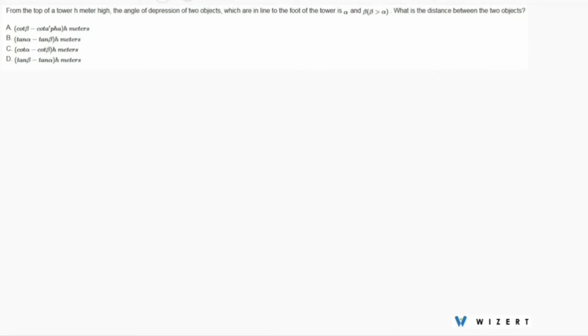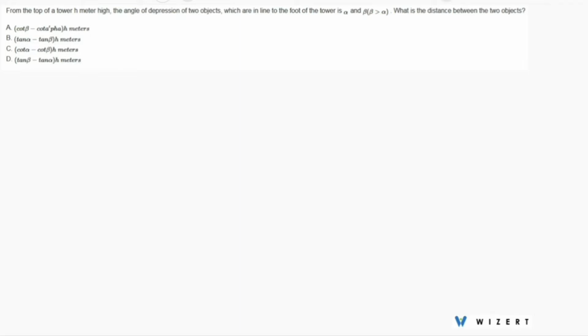We have this question here. From the top of a tower h meter high, the angle of depression of two objects which are in line to the foot of the tower is alpha and beta, where beta is greater than alpha. What is the distance between the two objects?